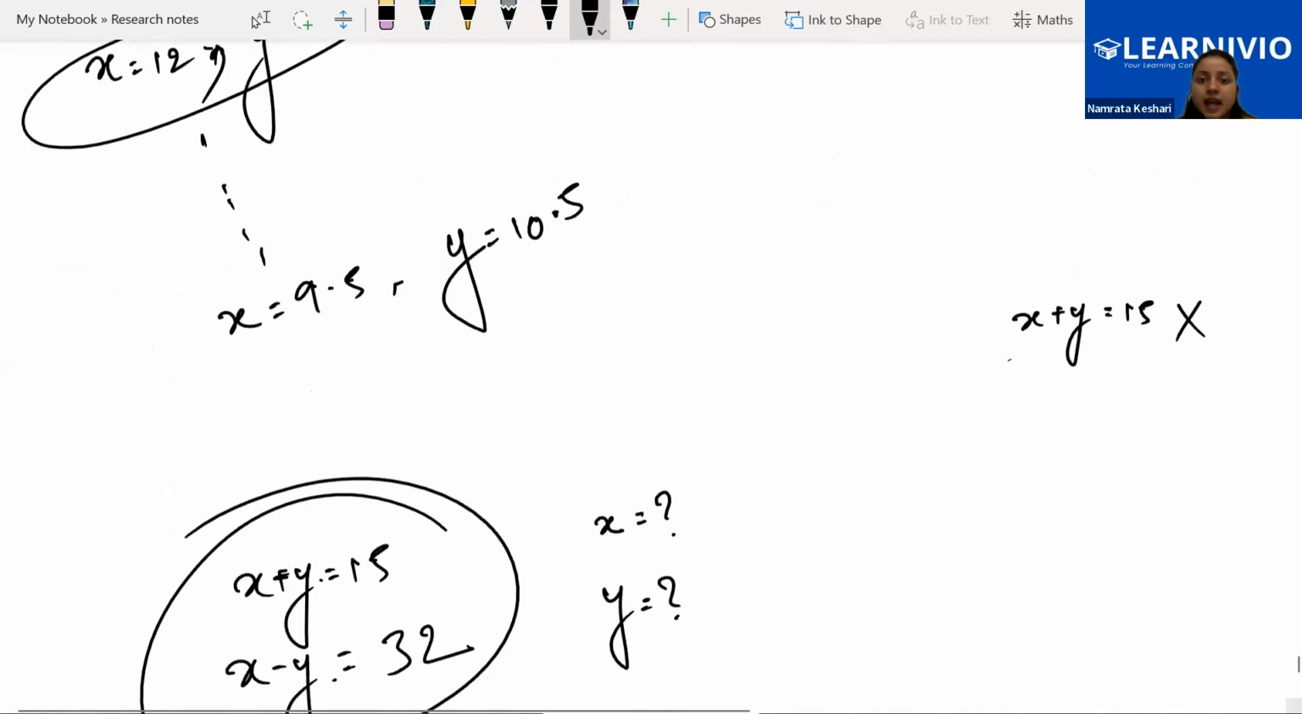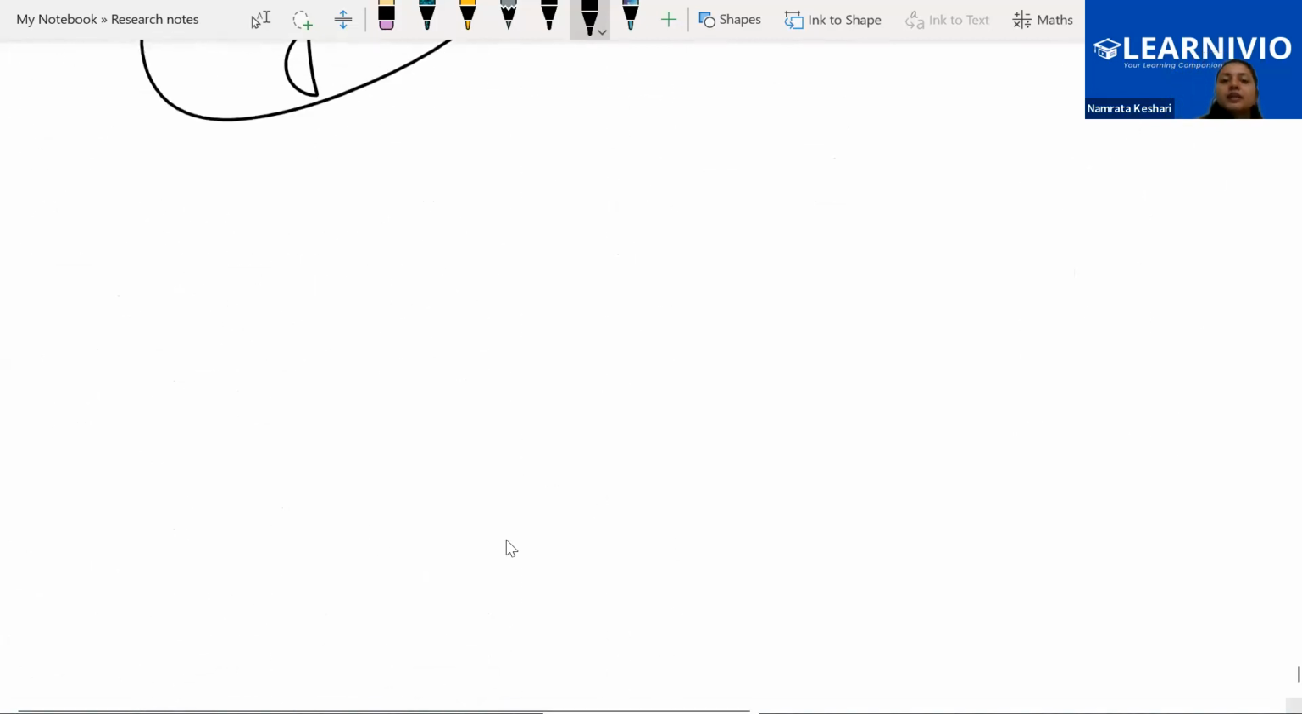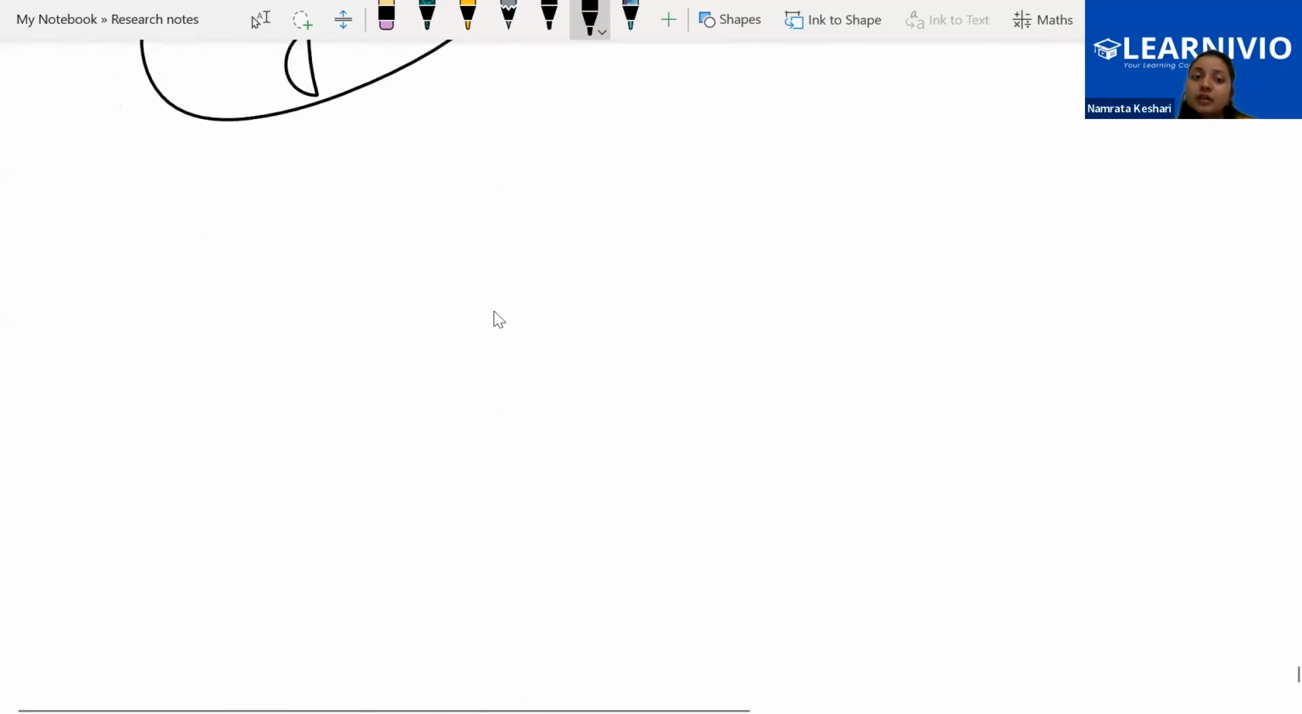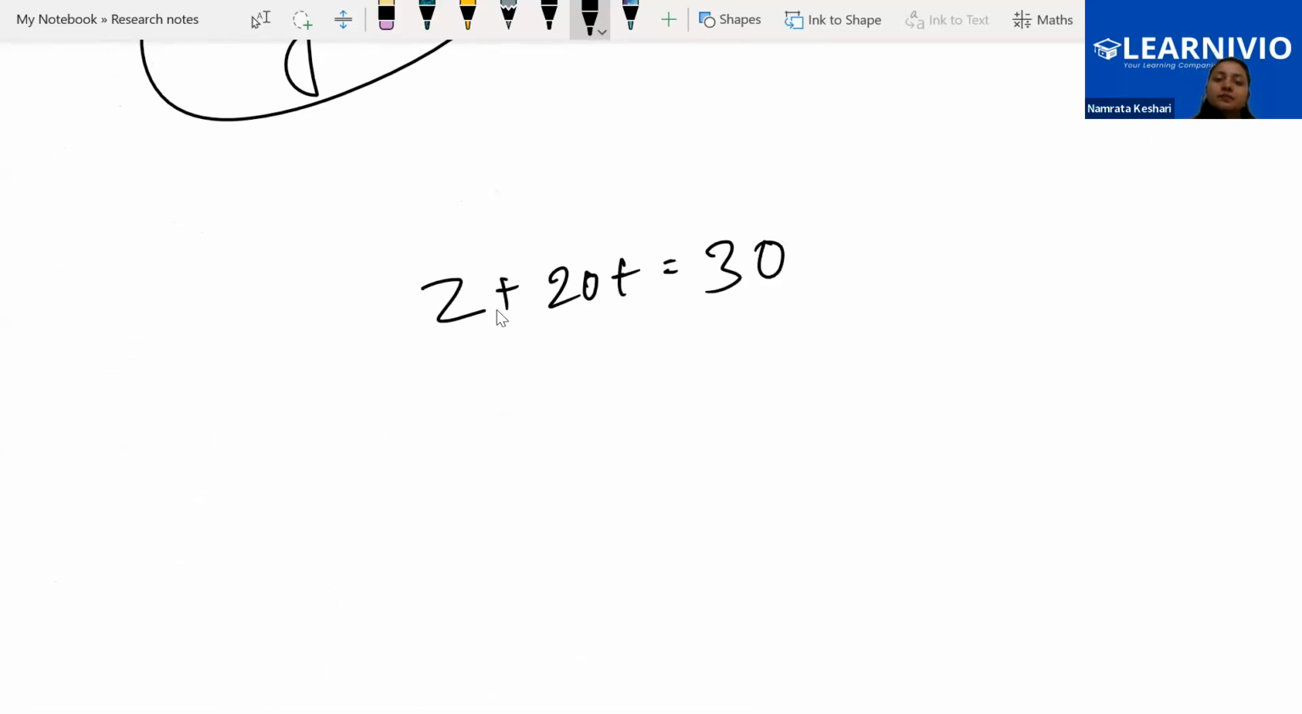Yeah, the standard format of linear equations, here we are going to talk about this type of equation only, where two variables will be there. It is not mandatory that x and y will be there. It can be z plus 20t is equal to 30. Here also you can see two different variables, one is z, another is t. That is what is called a linear equation in two variables. It is not necessary that x and y will be there.